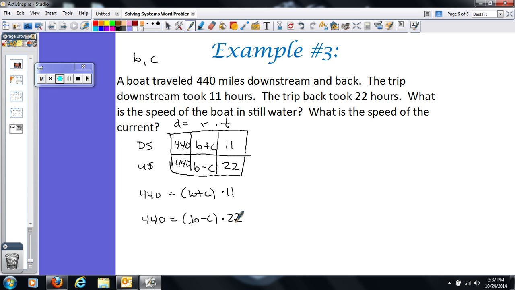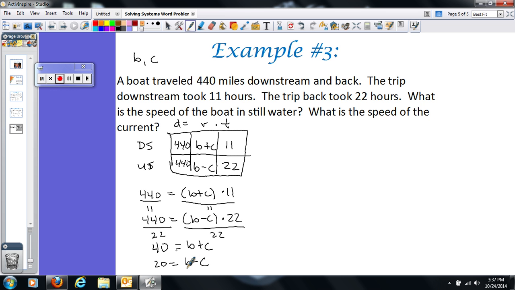Now, I told you earlier that we could do manipulation and we could multiply. We got to simplify and then multiply. But what we could do instead is we could get rid of the multiplying by 11 right here, by dividing by 11. This will give me 40 equals B plus C. And then if I was to do the same thing here, I would get 20 equals B minus C.